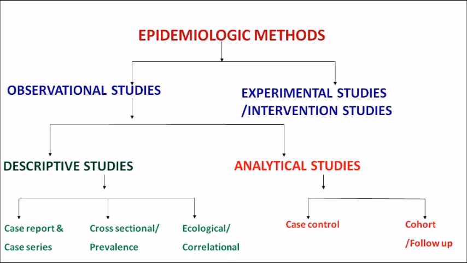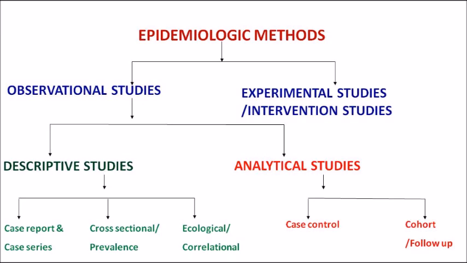Now let us see the subcategories of observational studies. Observational studies are in turn divided into descriptive studies and analytical studies, based on whether there is a comparison group or not. If there is a comparison group, it will go into analytical studies, and if there is no comparison group, it will come under descriptive studies. That is the next level of classification: observational studies into descriptive and analytical.